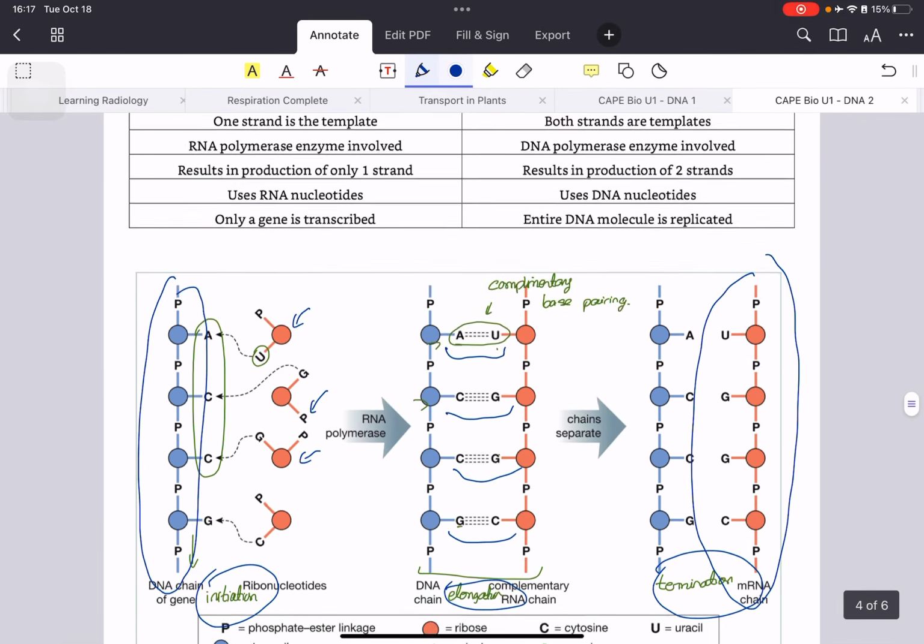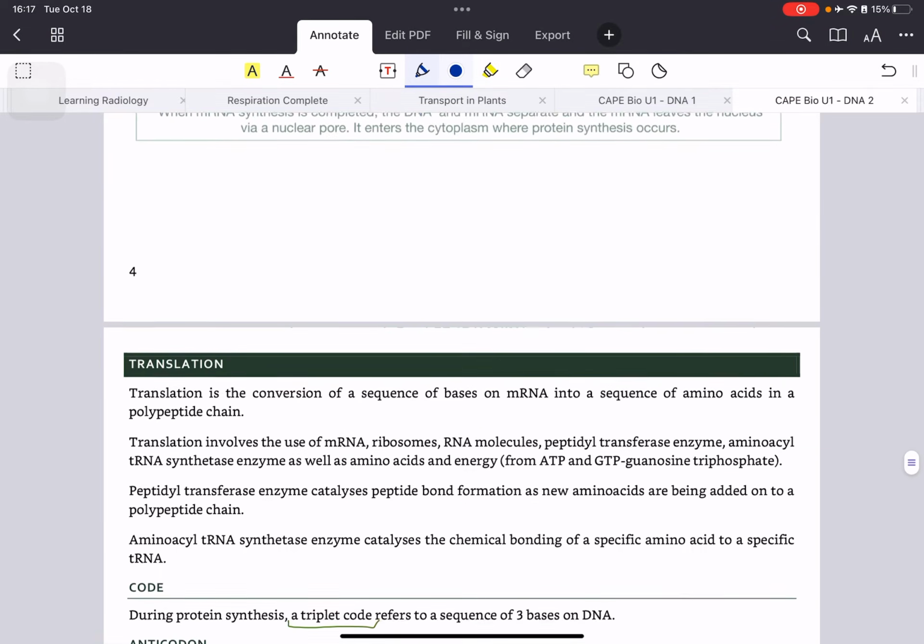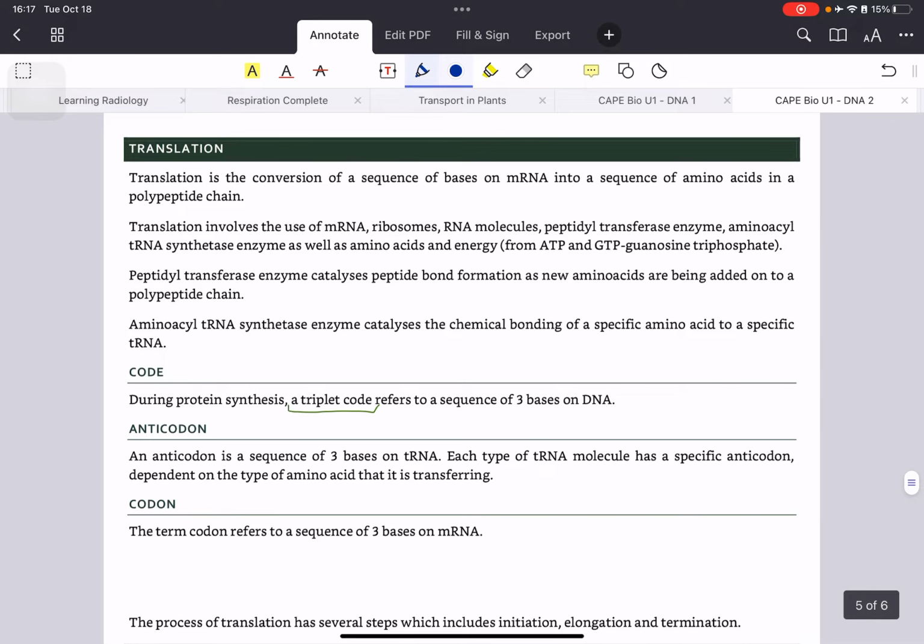Right, so that was transcription, and we have a little table here outlining the differences between transcription and DNA replication, so you can just take a look at that. It's very self-explanatory. Right, so the last thing today is translation. This now is how the codons and amino acids are actually formed, and this uses the transfer RNA, tRNA. Okay, and you'll see how it's done.